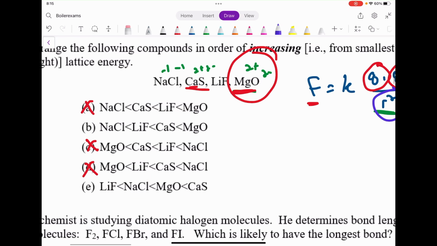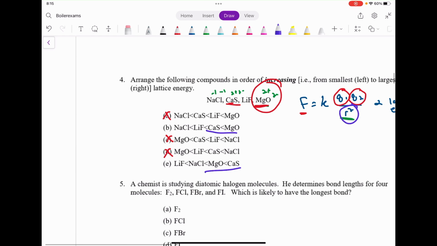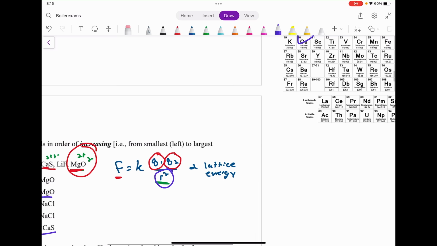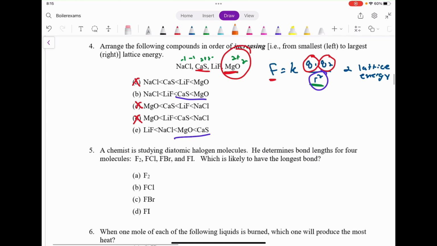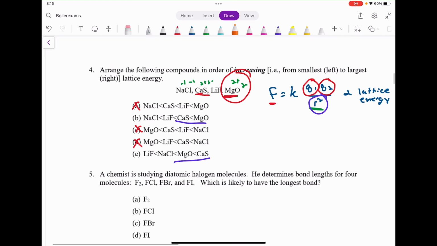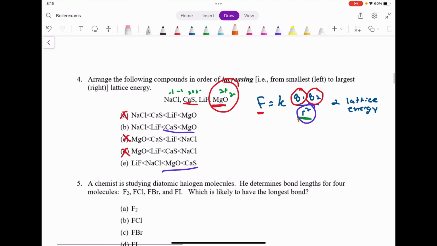I'm just going to see the order. Is magnesium oxide greater or is calcium sulfide greater? When we compare the two, magnesium oxide is there and calcium sulfide would be right below it. So magnesium oxide is smaller, which means that it's a lower R-squared, which means that it's a greater force and greater lattice energy for B.